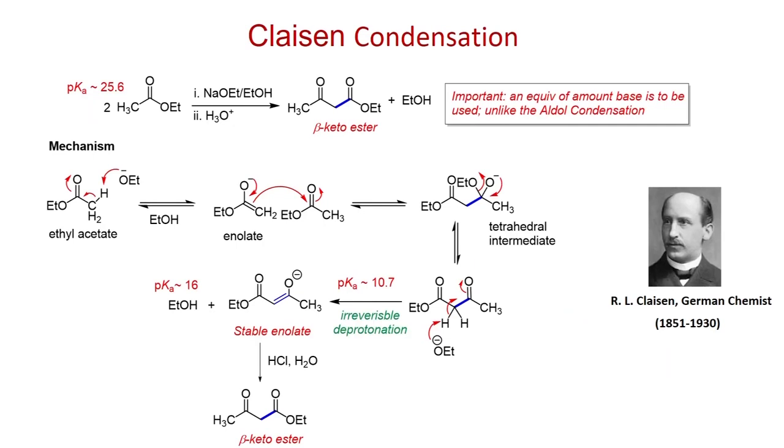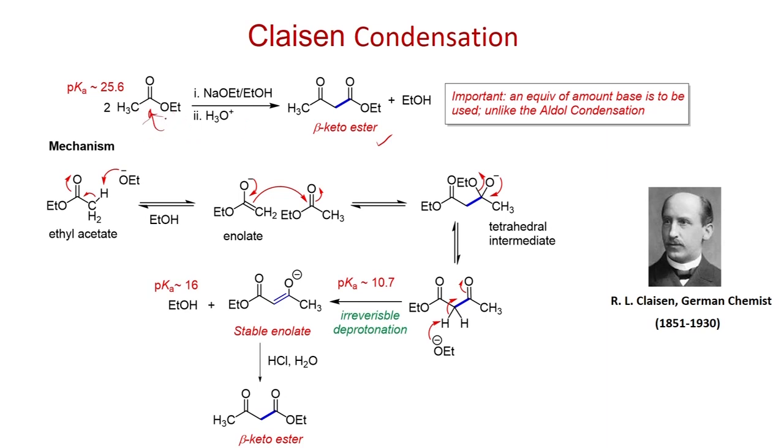Now let us look at the reaction of esters. Here the reaction of simple ethyl acetate is shown. This can be reacted in the presence of sodium ethoxide in ethanol to give a beta keto ester. Here we have to use the same base, sodium ethoxide, because if it undergoes addition followed by removal of the ethoxy group, you will get again the same starting material.